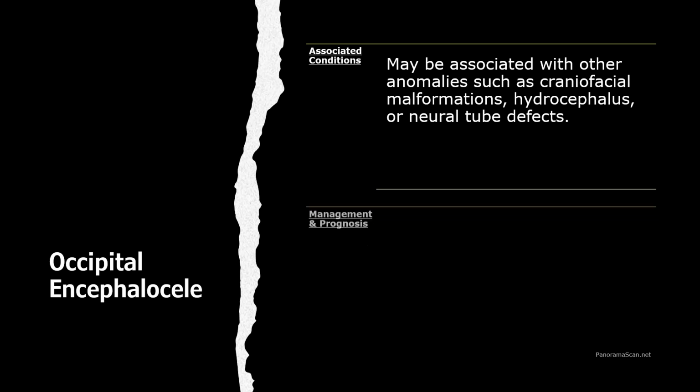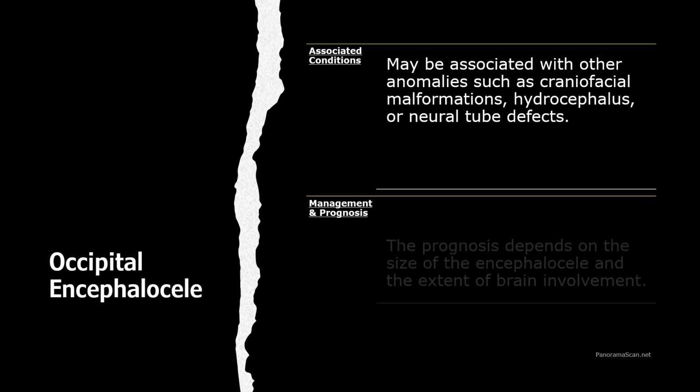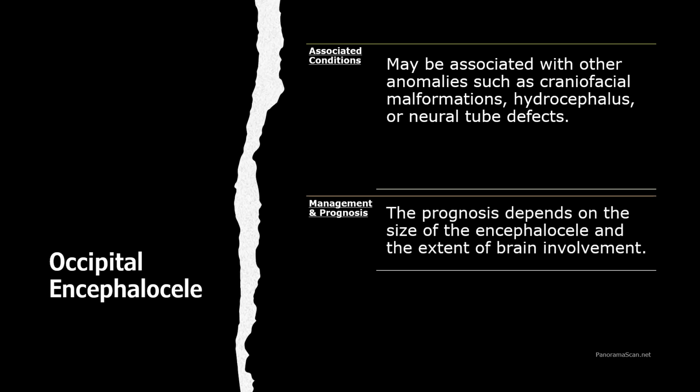Let's now discuss management and prognosis for occipital encephalocele. The prognosis for this condition is highly variable and depends on two key factors: the size of the defect, and the second key factor is the extent of the brain involvement in the protrusion. In cases where minimal brain tissue is involved, the prognosis may be more favorable. However, if critical areas of the brain are included, the condition often leads to more severe neurological deficits.